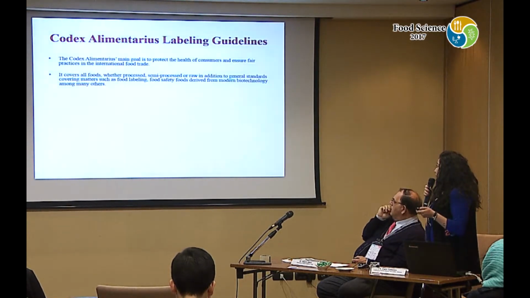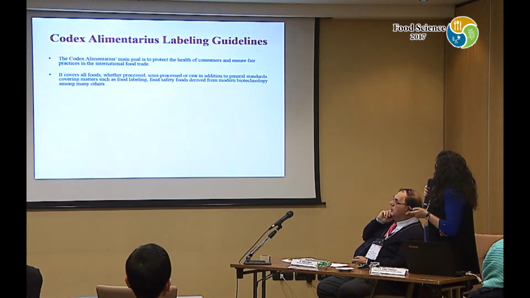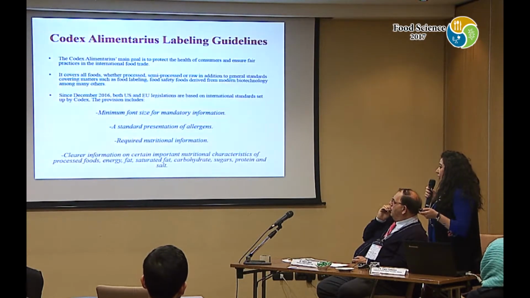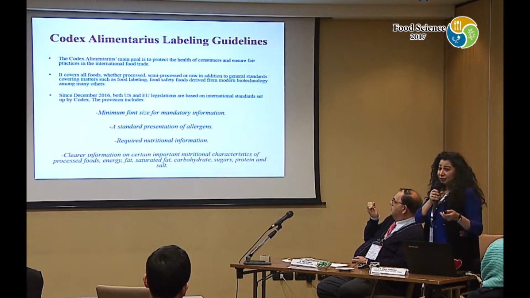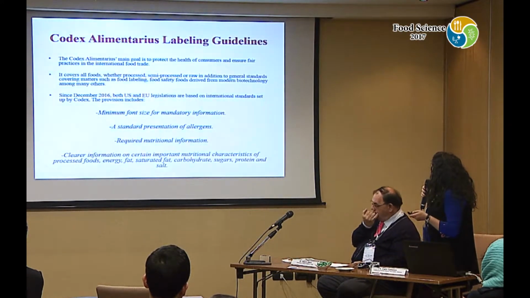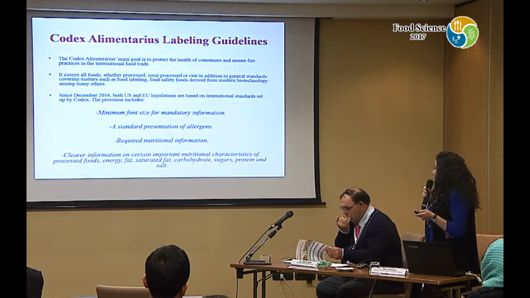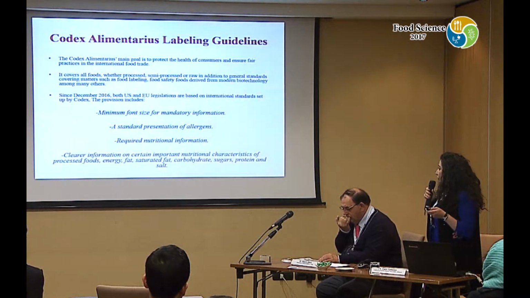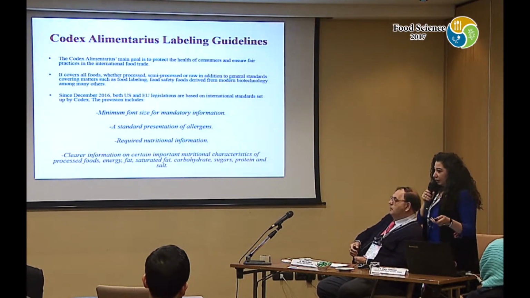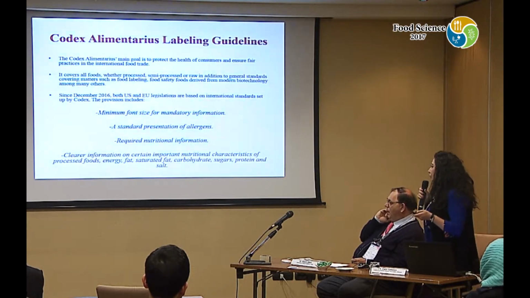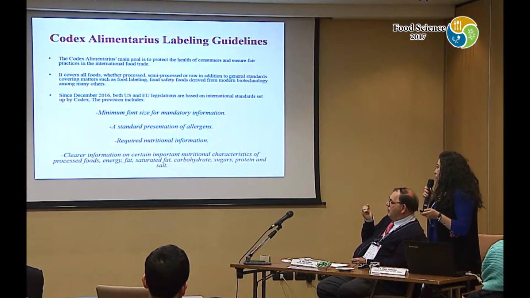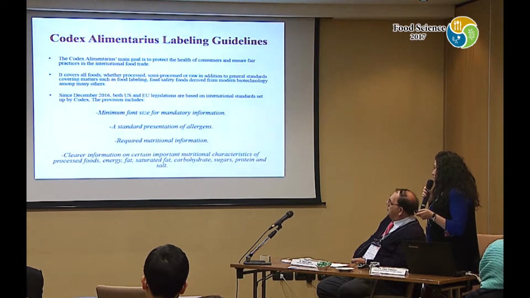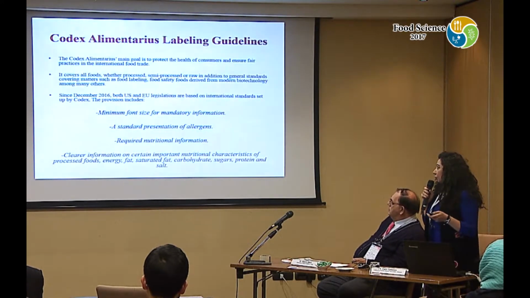It covers all foods, whether processed, semi-processed, or raw, in addition to general standards covering matters such as food labeling, food safety, foods derived from modern biotechnology, or others. Since December 2016, the EU and the US legislations are based on international standards by Codex: minimum font size for mandatory information, a standard presentation of allergens, each with its required allergens, 8 versus 14, required nutritional information, and clearer information on certain important nutritional characteristics of processed foods: energy, fat, saturated fat, carbohydrates, sugars, proteins, and salt. So this is what the Codex wants.